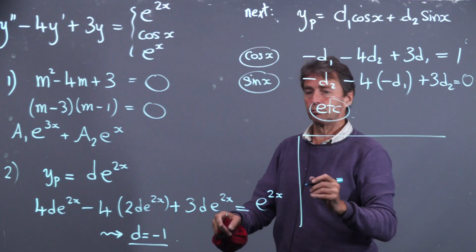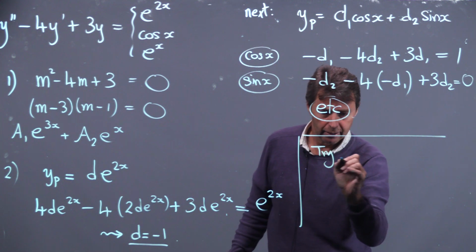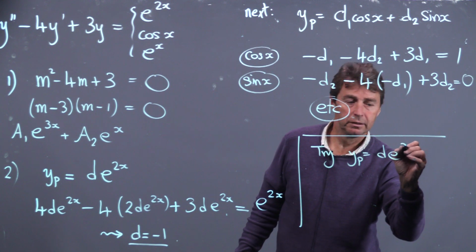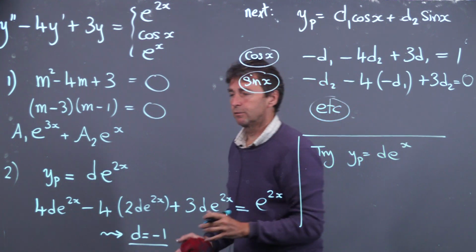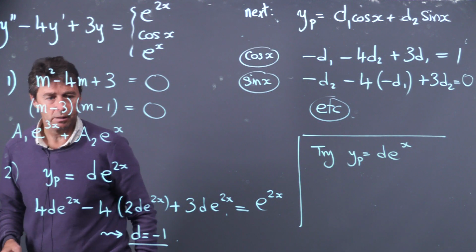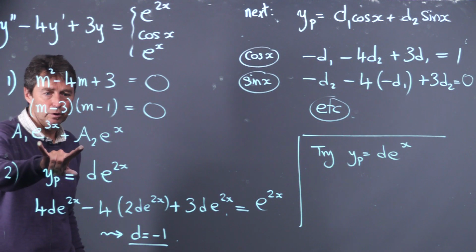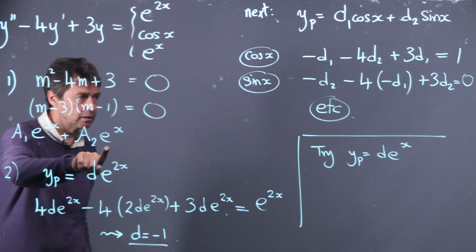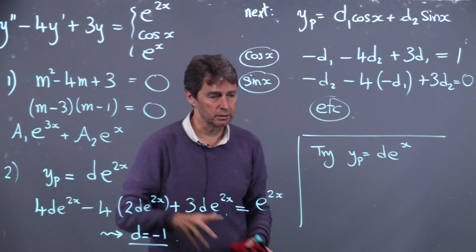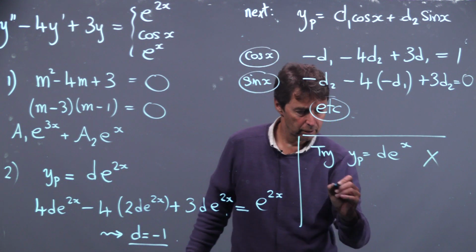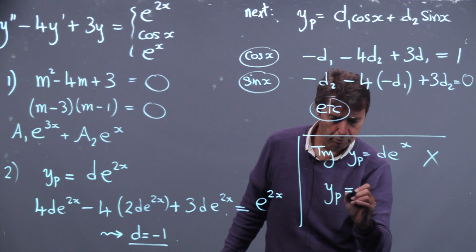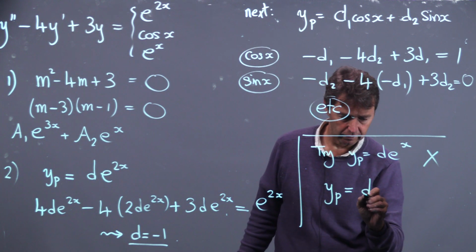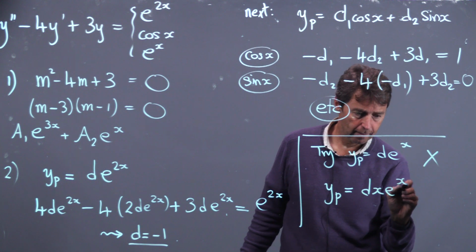Now, I could just press on. I try yp is some parameter d e to the x. However, since I've already solved the homogeneous problem and written down the homogeneous solutions, I'm going to pause for a moment because at this stage I suddenly realize that there it is, that's a homogeneous solution. So that's not going to work. So in this particular case, the rule of principle is to just add a factor of x. So I would do that.